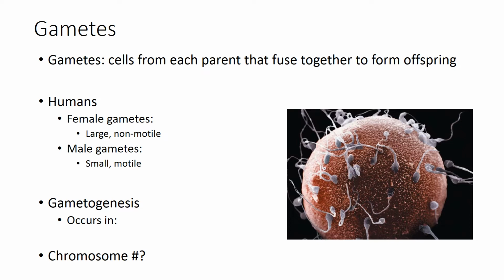Gametogenesis, which is the process of actually making these gametes, the eggs or the sperm, occurs in gonads. So in females, those would be the ovaries. In males, those would be the testes. Chromosome number is something important for us to take into consideration, because if you're putting two cells together, you want to make sure that the combination of those two has the proper number of chromosomes. So the number of chromosomes in an egg or a sperm is actually half the number that you would have in any of your other cells.